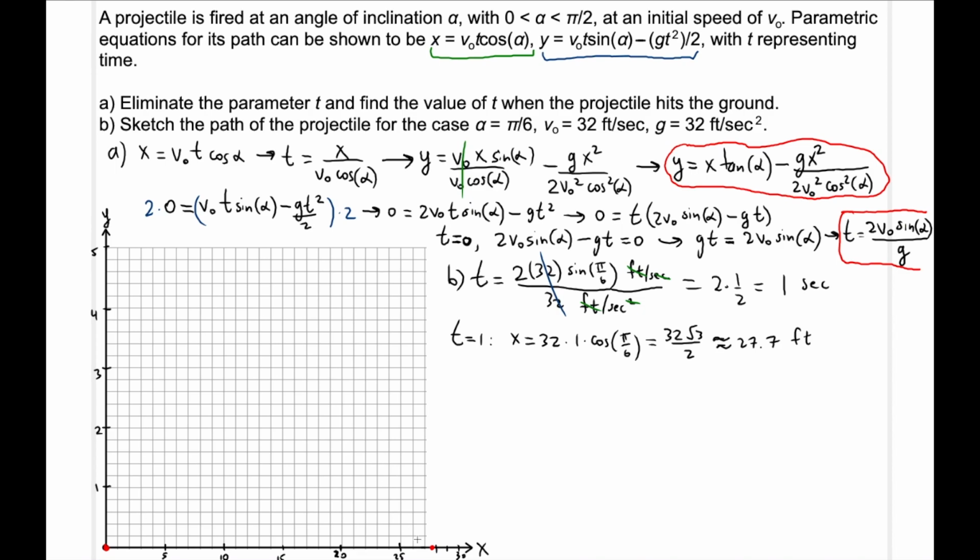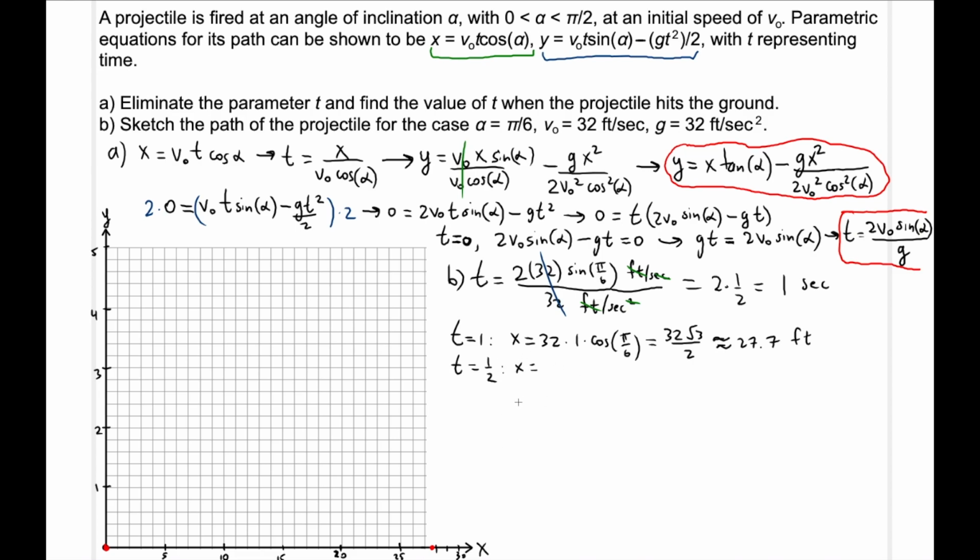Since this projectile path is symmetric with respect to the line of symmetry, a vertical line going through the top, the maximum height of this projectile, we know it takes exactly half of the time it takes for the projectile to hit the ground to achieve the maximum height, right? So half of 1 is exactly going to be 1/2, right?